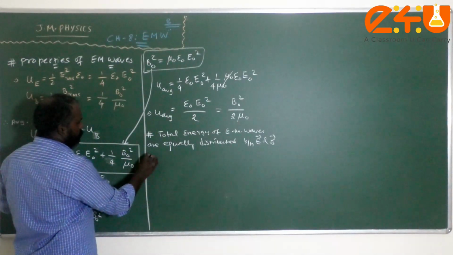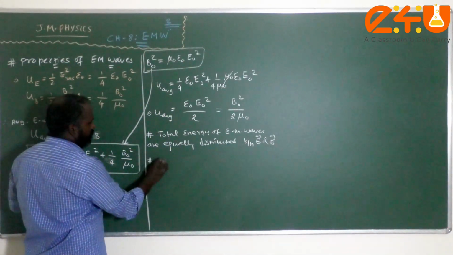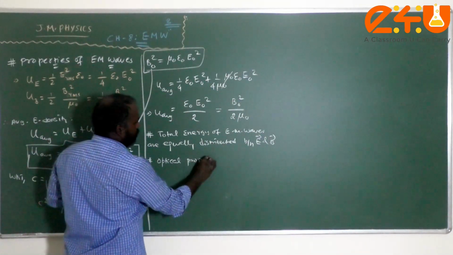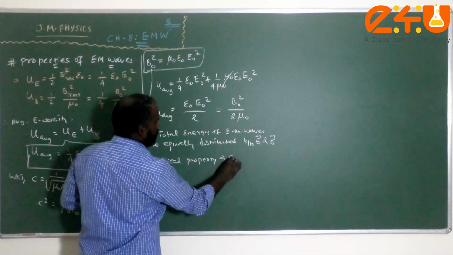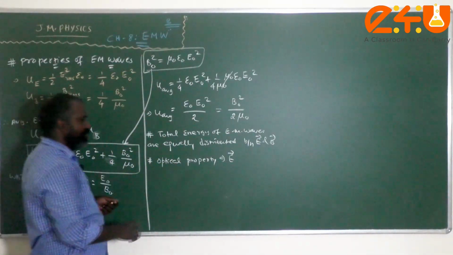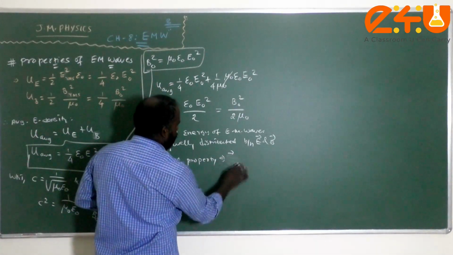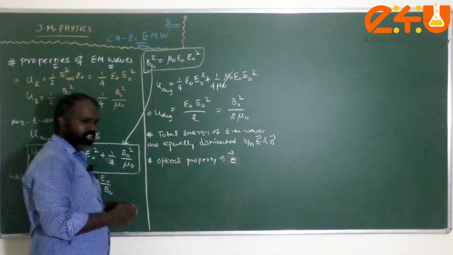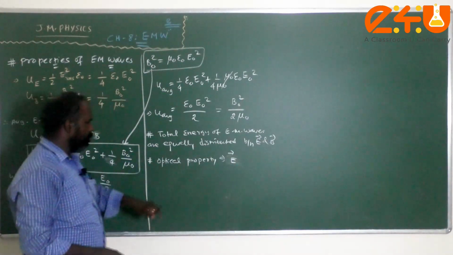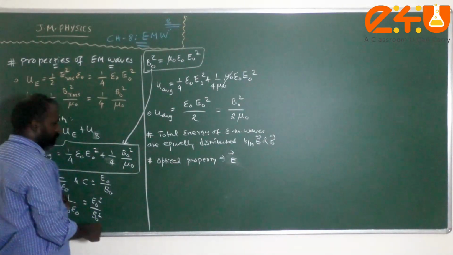Yes. And another point I can say is that all the optical phenomena, optical properties, depend only on the electric field, because the magnetic field value will be very small. Therefore all the optical phenomena like polarization and other phenomena depend on the electric field. So this is the fifth property we discussed.